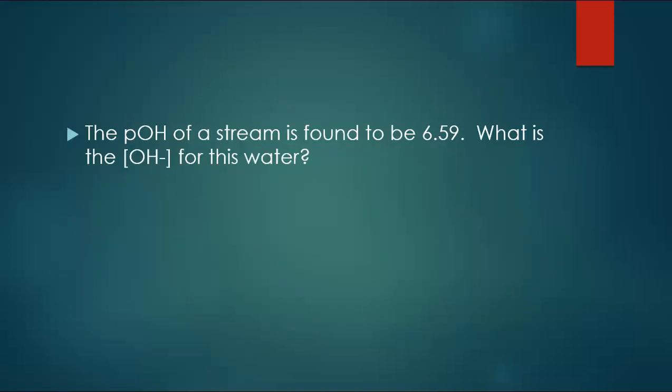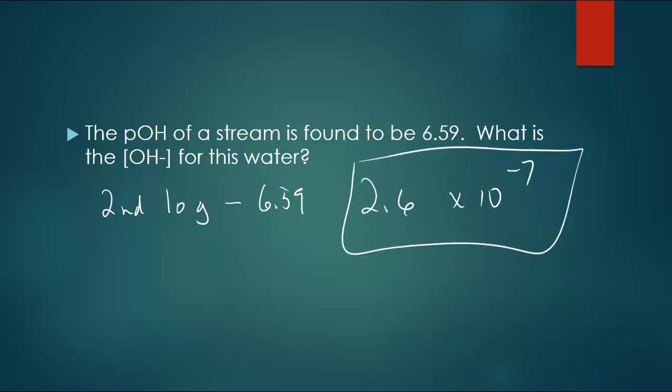One more. 6.59. Find the hydroxide concentration. Second log negative 6.59. It's going to be something to the negative 7th. Can I get a truth statement on that? 2.6. All right, we've accomplished all of the targets.